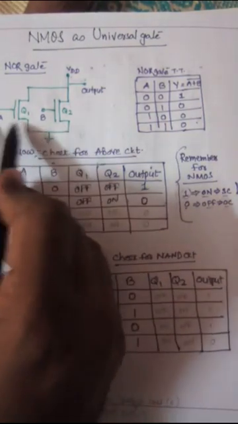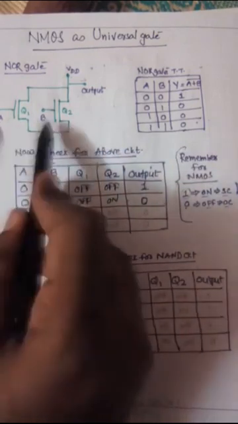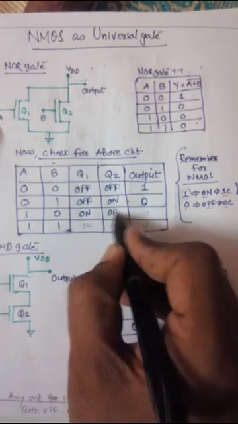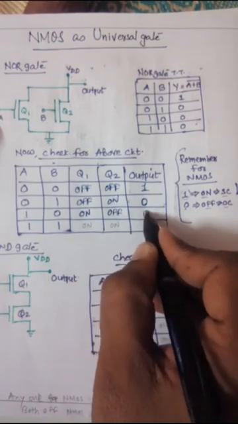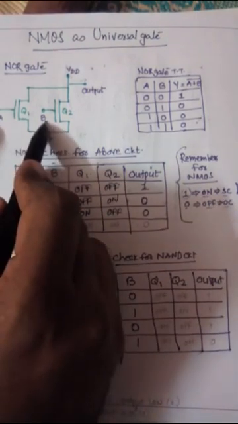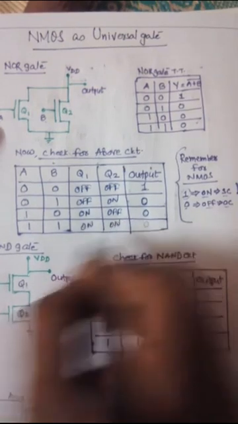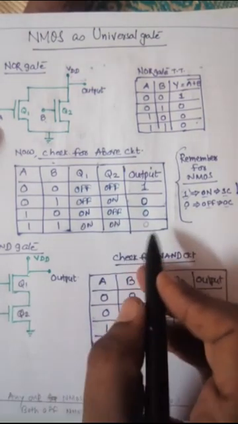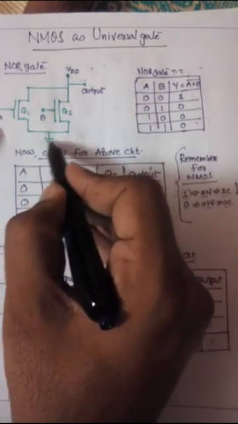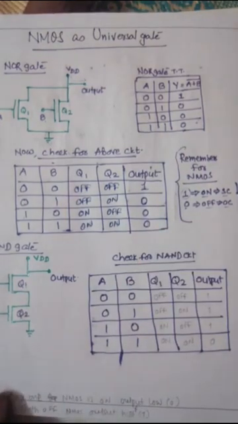Now the reverse: here is the high and here is the low, the 1 0 case. Q1 is on, and at that time Q2 is off. In the same way as the previous condition, the output is 0. Now both are high, which means both Q1 and Q2 are on. So current flows easily from VDD to ground. That's why the output is 0. So this is the NOR gate.